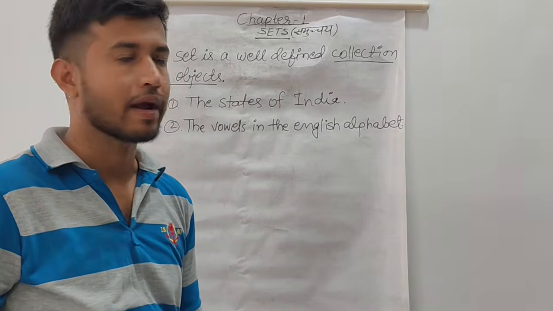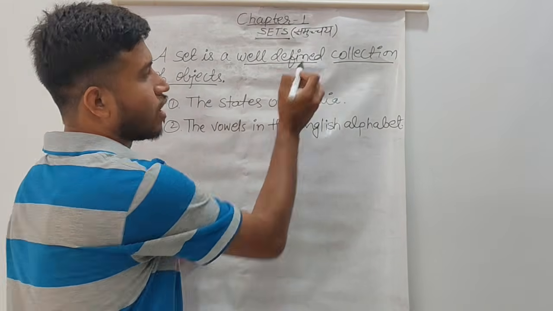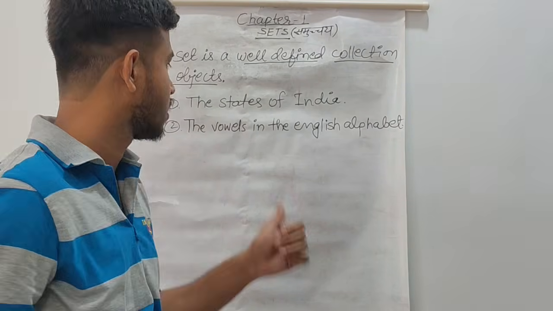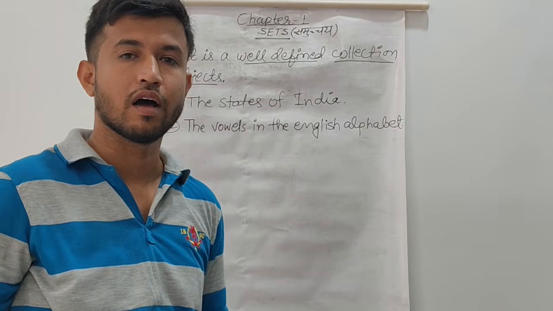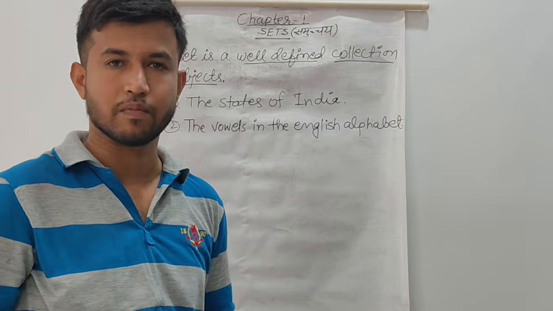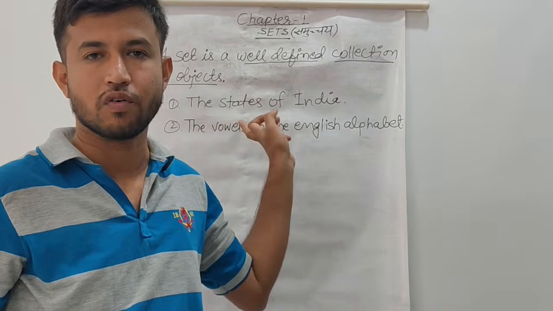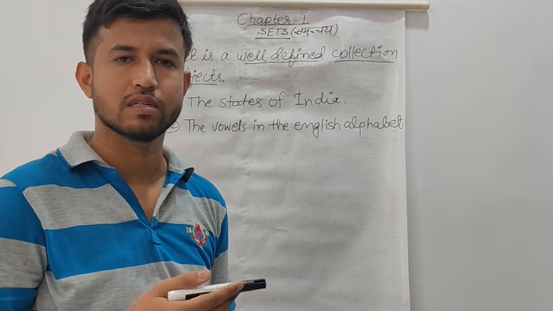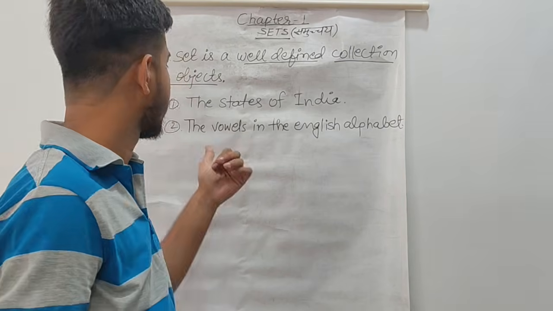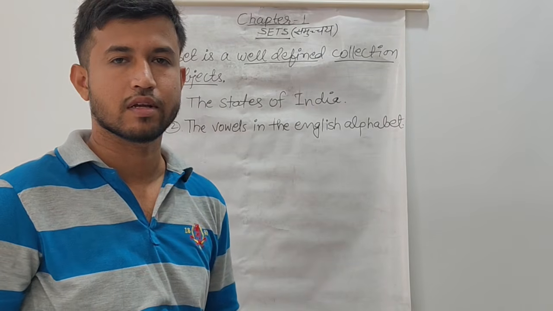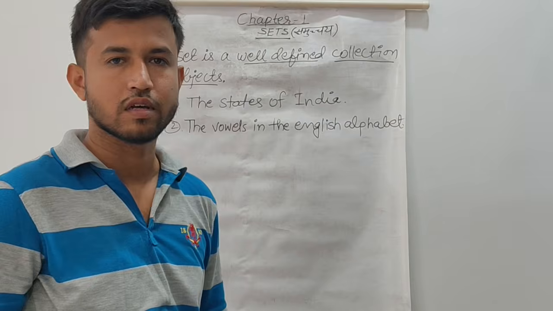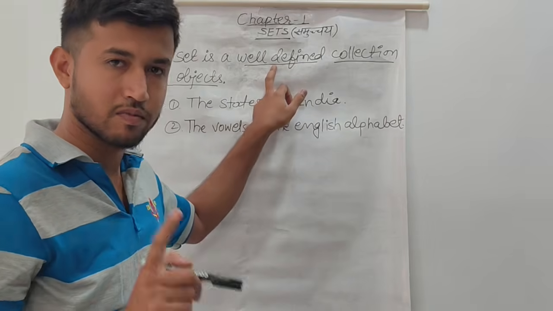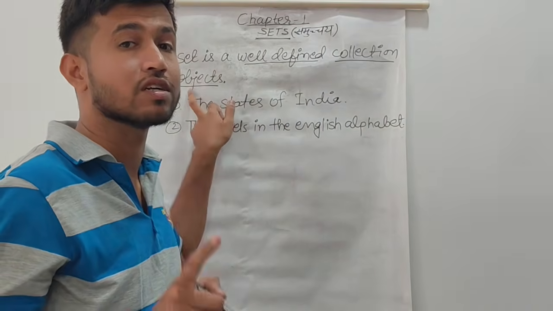Here one condition also applies. It should be universal, meaning well defined. Like the states of India, for everyone the states of India are the same. It is a well defined collection of objects. In objects all things are covered, like numbers, states, things, everything. The vowels of the English alphabet are universal. So what does it mean? A set must be well defined and a collection of objects.